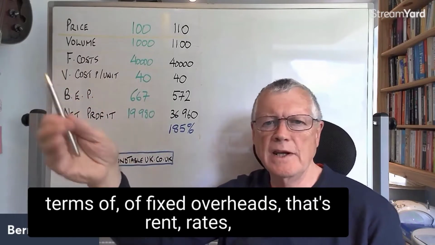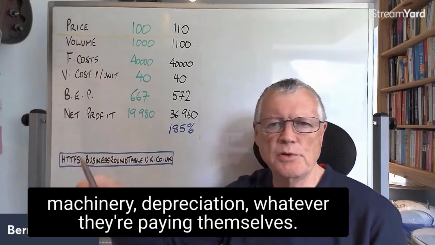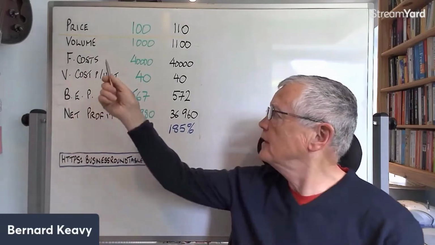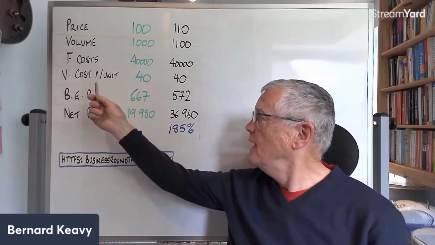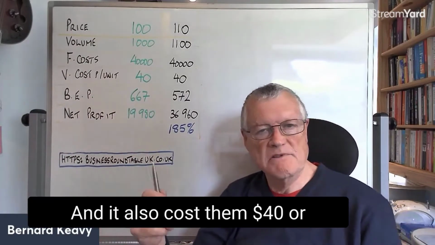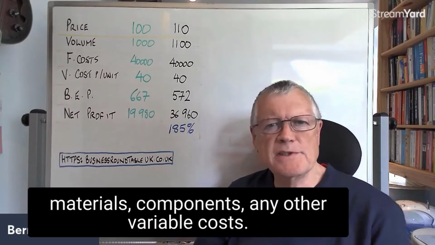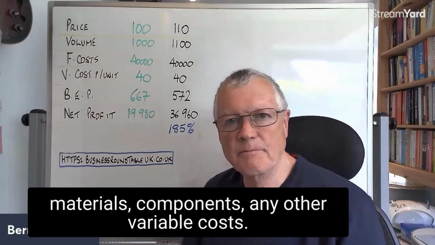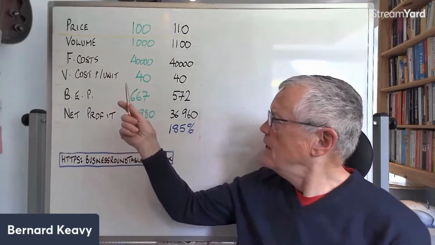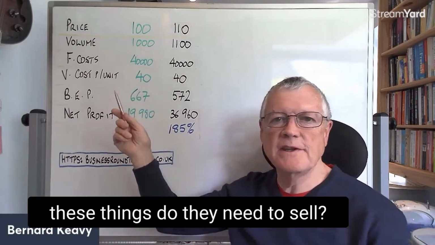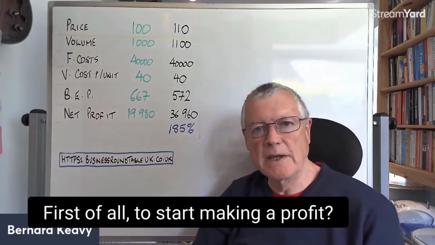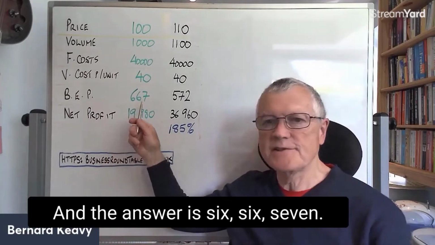That's rent, rates, machinery depreciation, whatever they're paying themselves. So that's 40,000 overheads. And it also costs them $40 or pounds for everything they produce and sell. So that would be things like materials, components, any other variable costs. The question then is, how many of these things do they need to sell first of all to start making a profit? And the answer is 667.